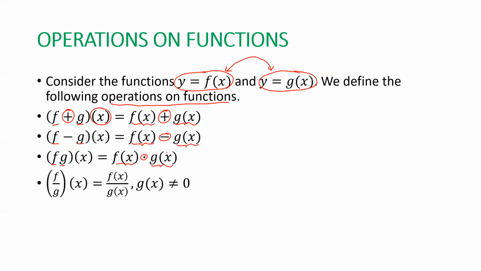And then we have the quotient of two functions, f and g, and it is denoted by f over g of x, and it is equal to the quotient of f of x and g of x. But of course, since g of x is in the denominator, we restrict that g of x is not equal to 0.